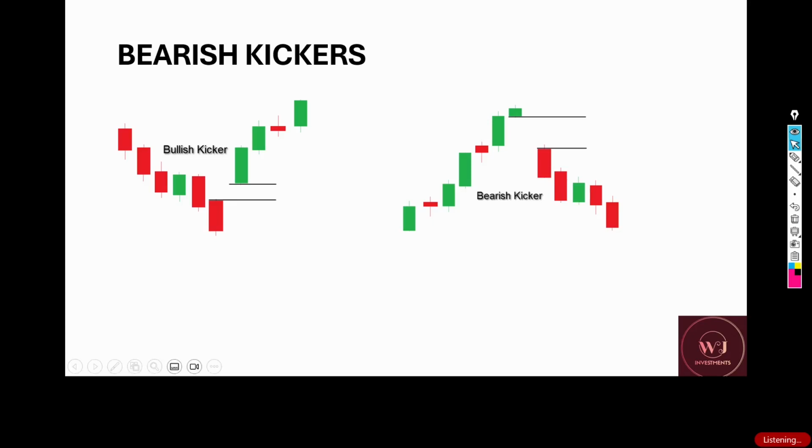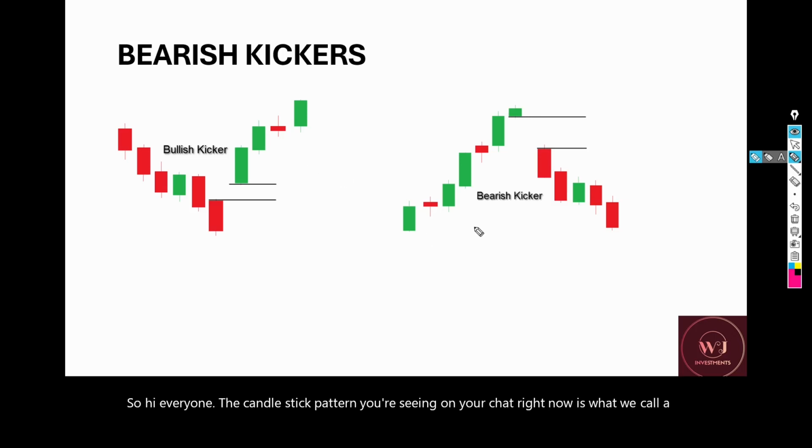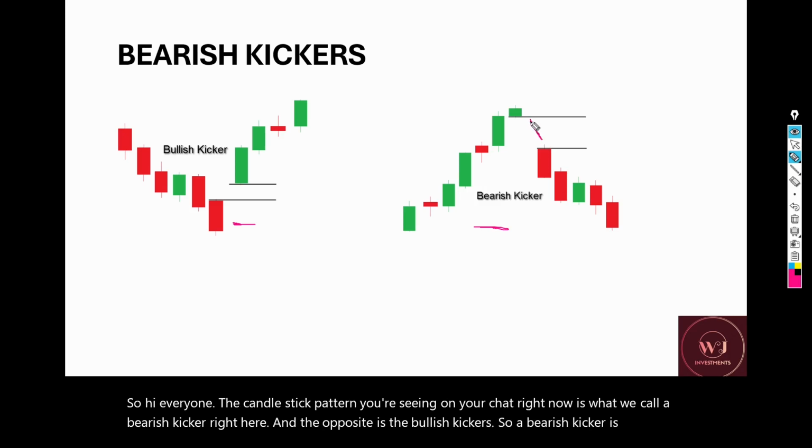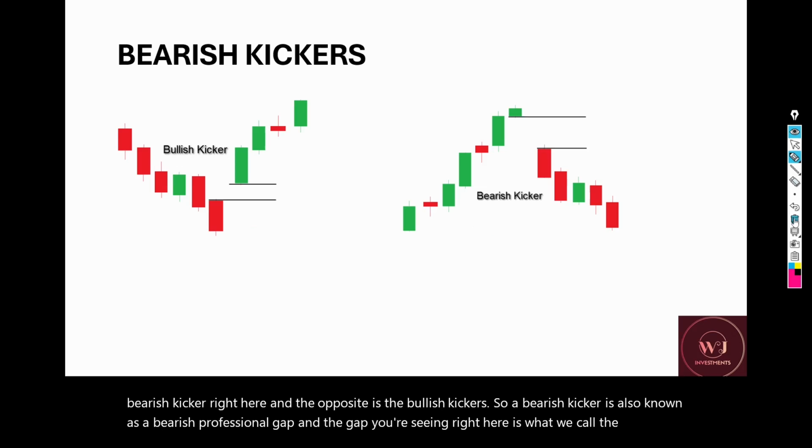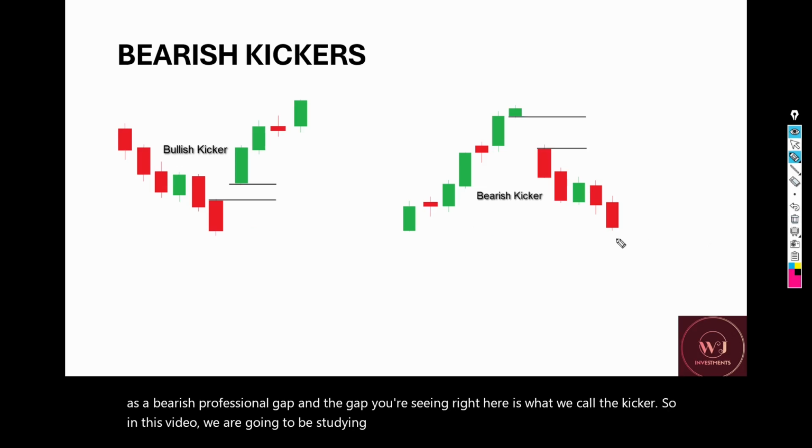So hi everyone, the candlestick pattern you're seeing on your chart right now is what we call the bearish kicker right here, and the opposite is the bullish kicker. A bearish kicker is also known as a bearish professional gap, and the gap you're seeing right here is what we call the kicker. In this video, we are going to be studying these kickers in more detail, okay?